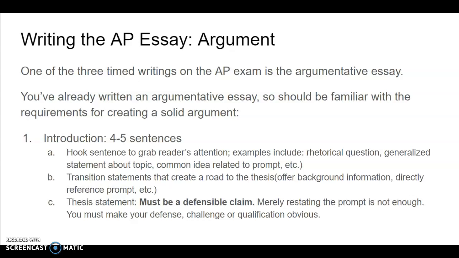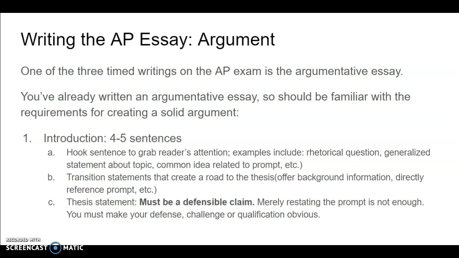So as you can see, one of the three timed writings on the AP exam is the argumentative essay. You've already written an argumentative essay, so you should be familiar with the requirements for creating a solid argument. If you wish to pause to review the format that I've given right here, you can. But just know that this format is a recommendation. This is not a requirement. If I were to give someone a template to follow, this is what I would do, but it would be for those who need a template.